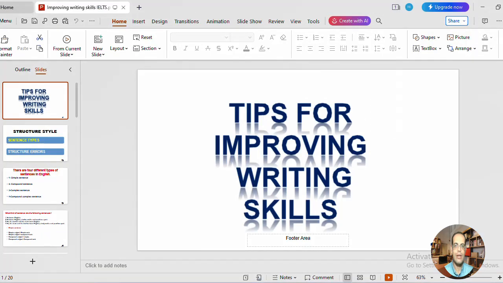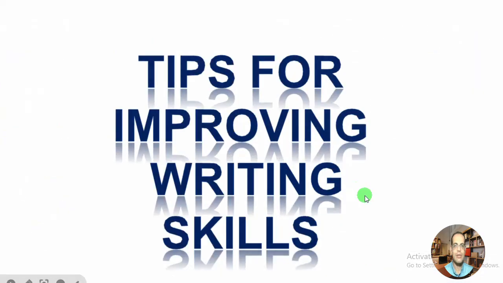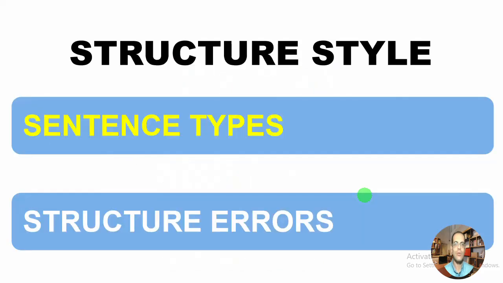In today's lesson, we learn some tips for improving our academic writing skill. Our presentation today is divided into two parts. In part one, that's the lesson of today, we learn some sentence types. And in part two, we're going to learn how to avoid some common structure errors, but this is not included in our presentation for today. For today, we focus on sentence types. So let's start.